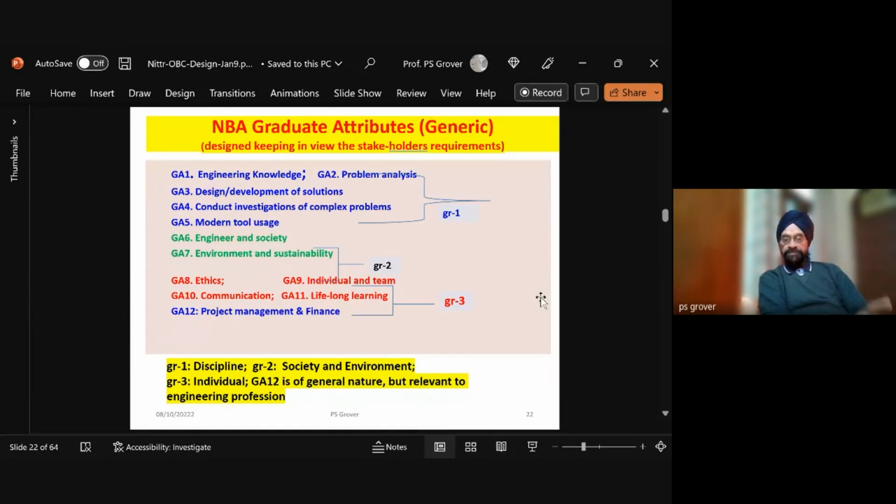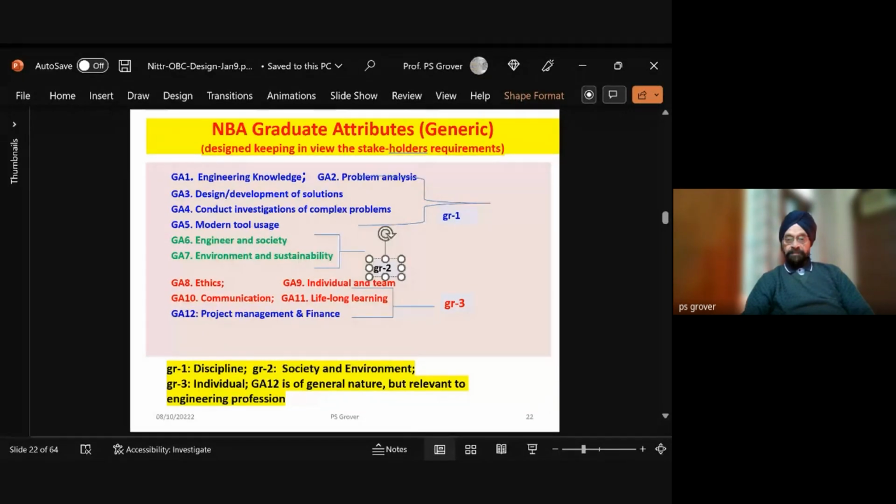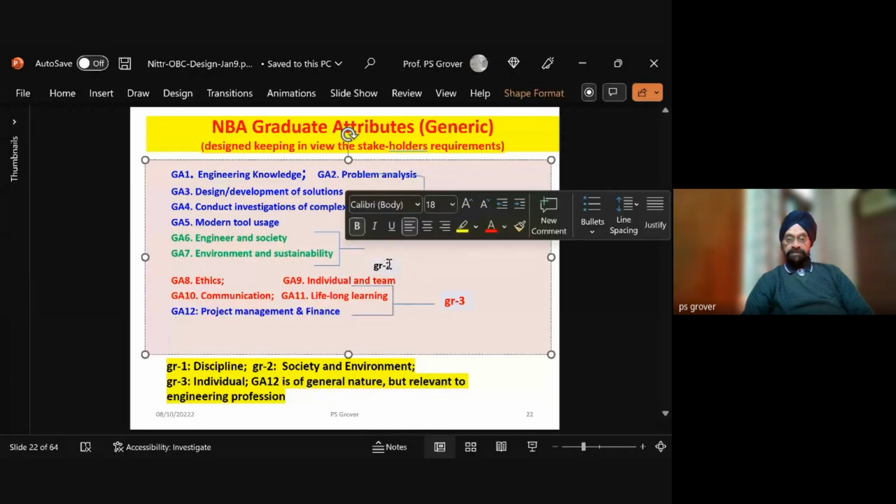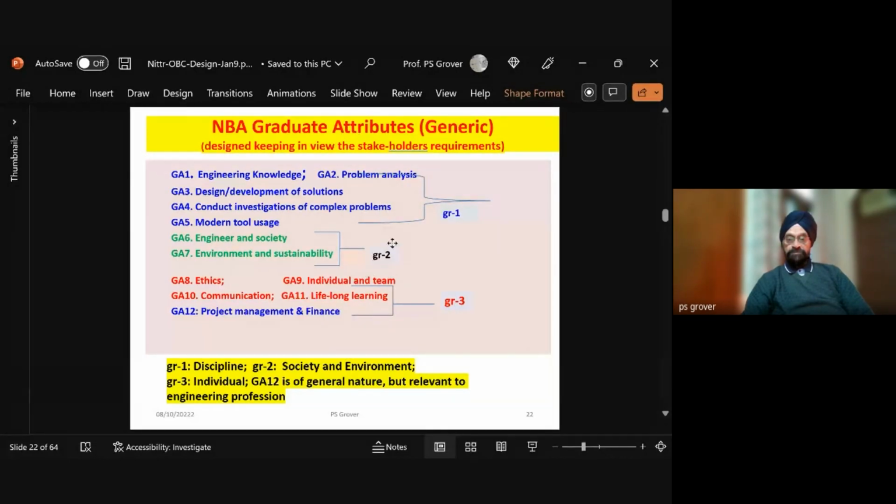The second set is engineer and society, environment and sustainability. What are these? These are concerning the society. That means the attributes are designed such that the student will be aware of what is required by the society. Look at the beauty of the graduate attributes. They are summing up those things. Then we have the graduate attributes which are concerning an individual.